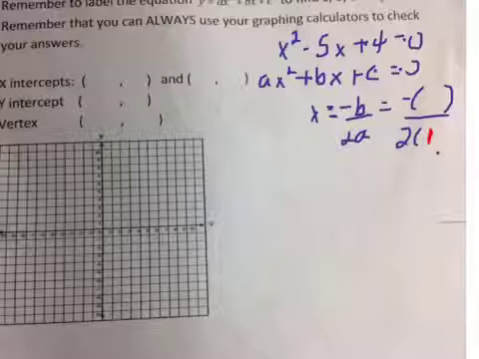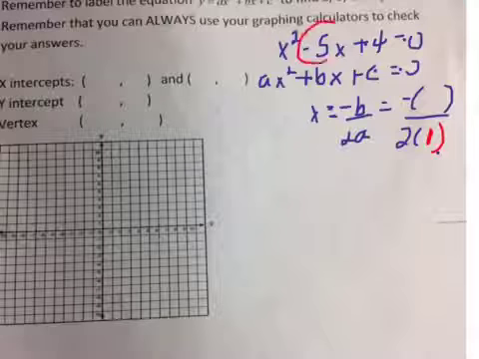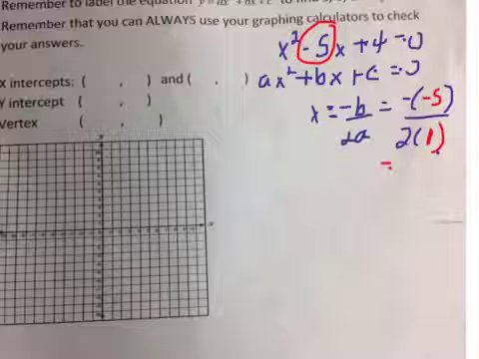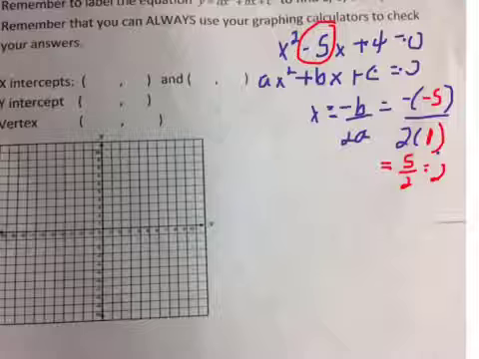All right, now if I'm plugging this in, my a down here on the bottom is going to be 1, right? What is my b in this problem? Negative 5, so that's going to be up here. So negative 5 is a positive 5, divided by 2 is going to be 2.5, okay? So my vertex is going to have an x value of 2.5.